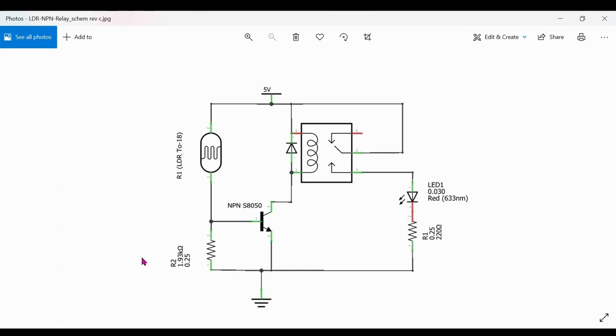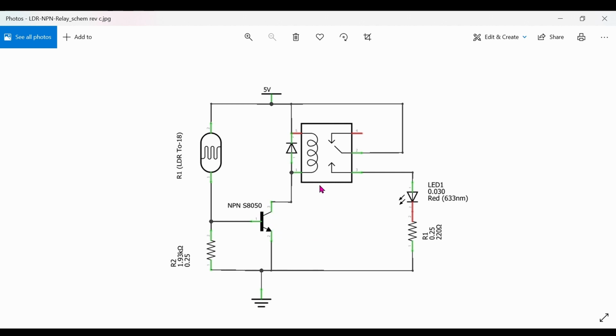So let's look at the circuit diagram. Here we have the voltage divider part of the circuit. The LDR is R1 and R2 is 2.2K. Next we have the transistor. It is an NPN type S8050. We have the base, the collector and the emitter.